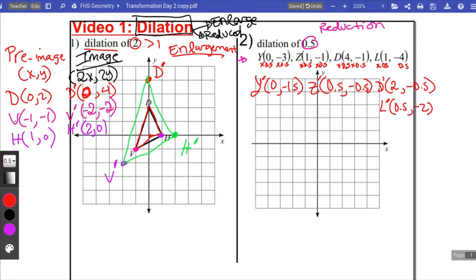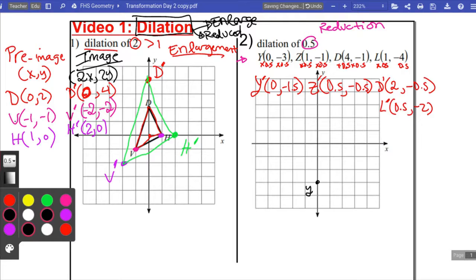But you get the point. So if I graph it, you will see the old one and the new one, which would be smaller. So let's graph the Y. Y is at 0, -3. Boom, that's Y. Z, I'm graphing the pre-image, people. The Z is 1, -1. Boom, Z. D is 4, -1. Boom, D. L is 1, -4. 1, 2, 3, 4. Boom, L. And let me just connect this so we can all be on the same page. All right, that is your pre-image.